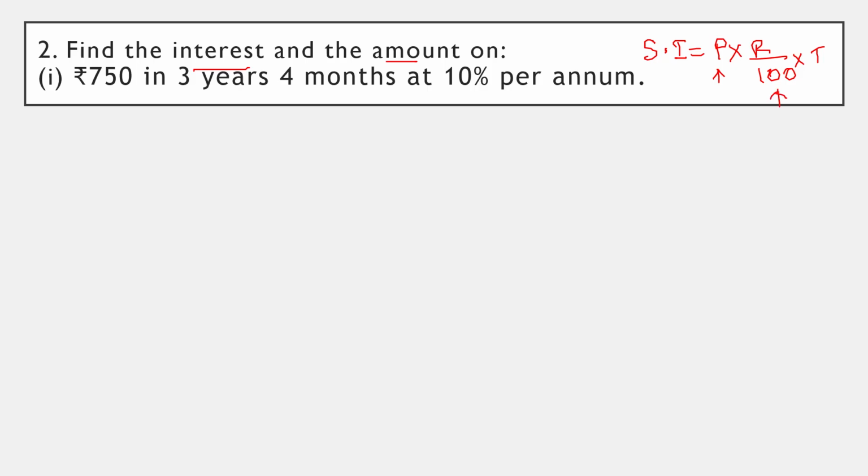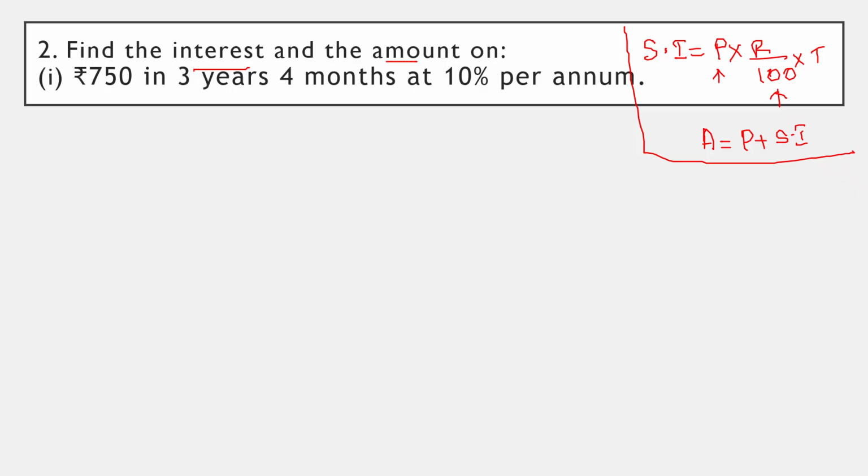And what is the meaning of amount? After I lend some money, how much are we going to give back finally? It's nothing but A equal to P plus SI. This is the formula for finding the amount. So these two we are going to find, based on the given data. We'll look into the first question.